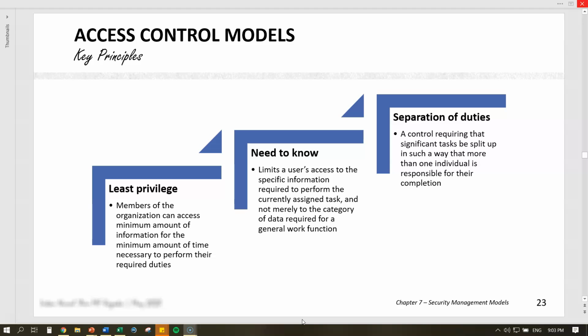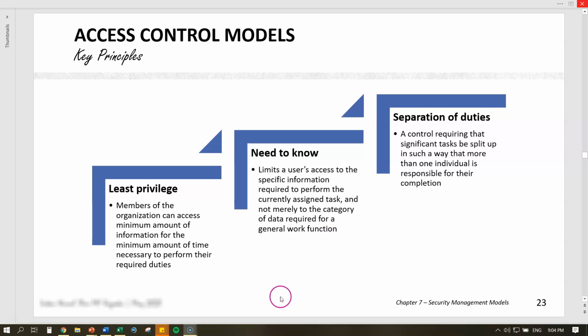Access control is built on several key principles, which is least privilege. Members of the organisation can access the minimum amount of information for the minimum amount of time necessary to perform their required duties. Maksudnya, dia hanya boleh akses untuk maklumat yang paling asas sahaja dalam organisation.